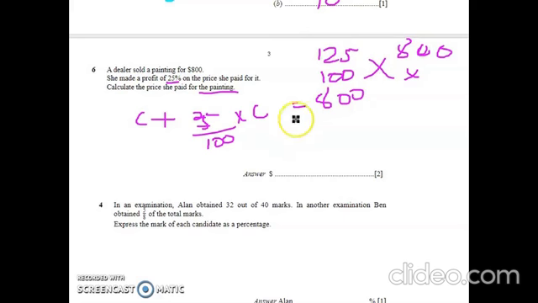That is 640. And then you can check your answer. You can apply 25% on 640. What is the 25% of 640? That is 160. And then you can add this 640 and 160, and you will get 800. That means 800 was the price.